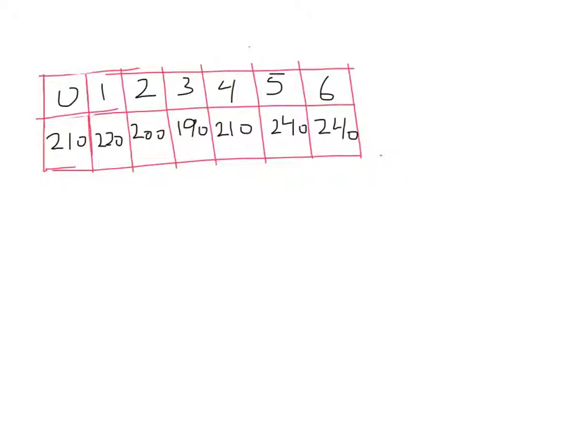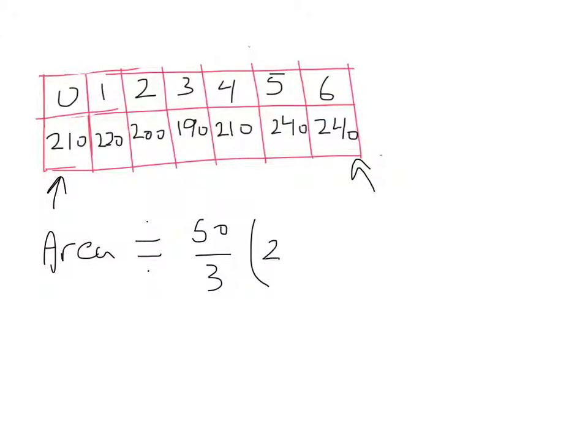Now that we've drawn the table of values, all I need from it is the top part, which is 0, 1, 2, 3, 4, 5, 6. These are the sub-intervals, and the end values 210 up to 240. Now the formula, as we said, the area using Simpson's rule is approximately h over 3. So our h is 50 over 3. We didn't need to calculate that. The endpoints, you start with the 210.